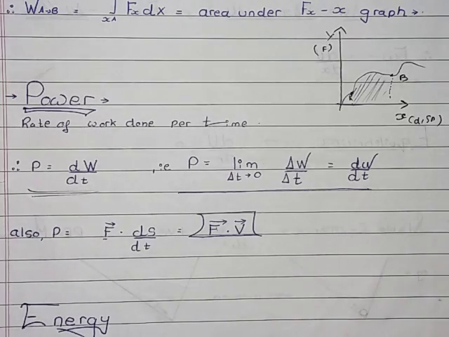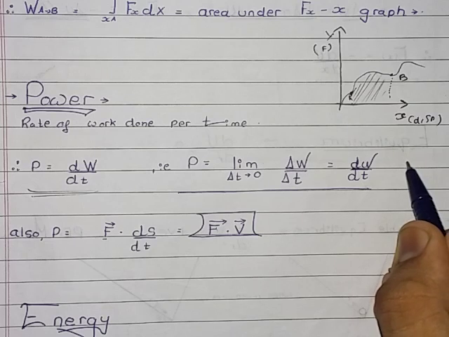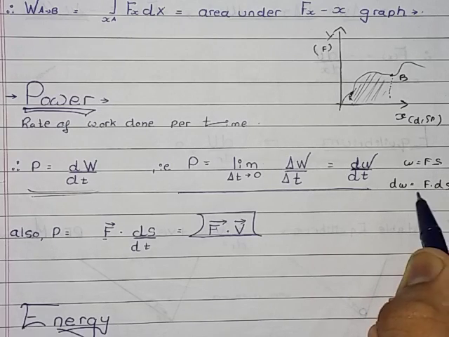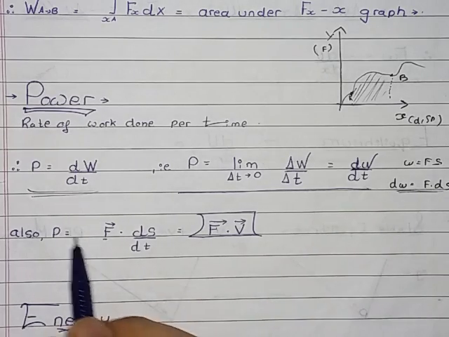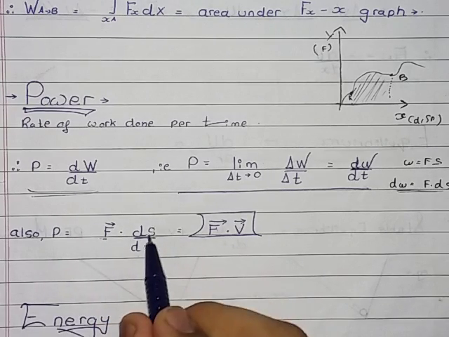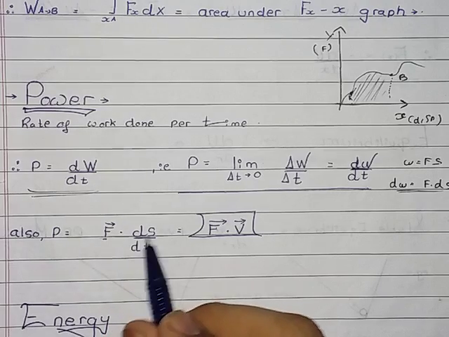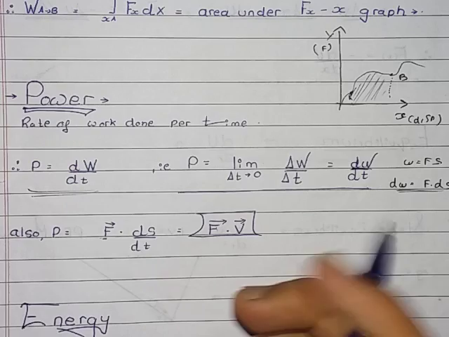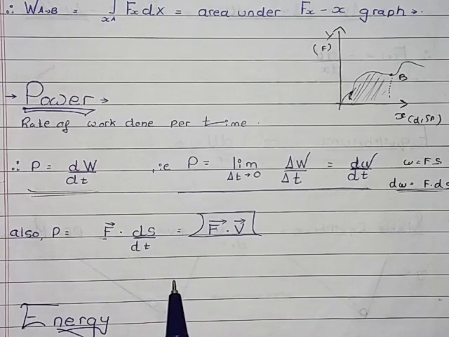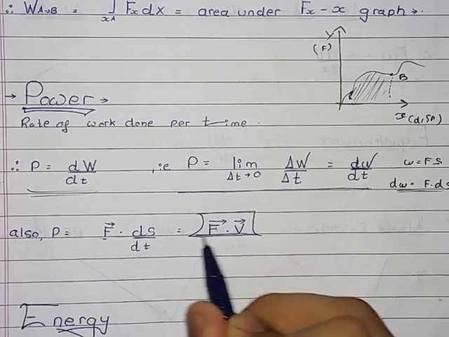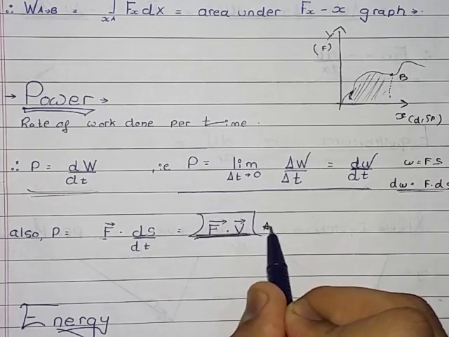And now another thing, we know work equals F s, so dW equals F ds. Just substitute in here: F ds upon dt. What is ds upon dt? Come on, I hope you know. ds is displacement, so ds upon dt is displacement upon time, which is of course velocity. So power equals F bar dot V bar. Very important formula, guys, for power.